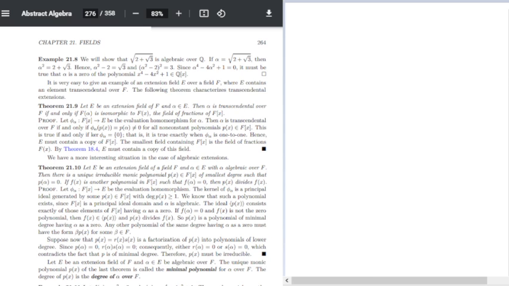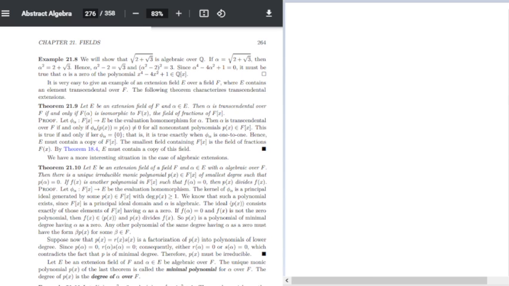Proof. Let phi_alpha from F[x] to E be the evaluation homomorphism for alpha. Then alpha is transcendental over F if and only if phi_alpha(p(x)) = p(alpha) is not equal to 0 for all non-constant polynomials p(x) in F[x]. This is true if and only if the kernel of phi_alpha is equal to 0. That is, it is true exactly when phi_alpha is 1 to 1.